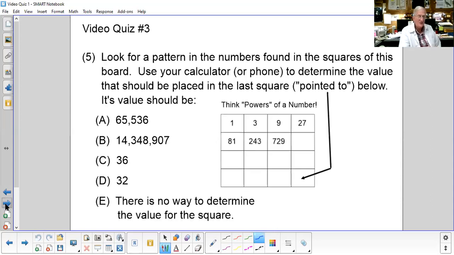Okay, and last but not least, I want you to think a little bit. Look at the pattern of the numbers found in the squares of this little board. Use your calculator or phone to determine the value that should be placed in the last square that I pointed to below. Its value should be what? What are these numbers powers of? They're certainly not powers of 2. Hint, hint, they're powers of another number. So figure out what powers of that other number they are, and then figure out what the power would be you would need for that last square and do it out on your calculator.